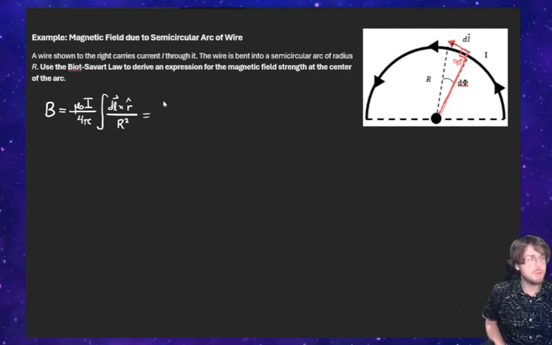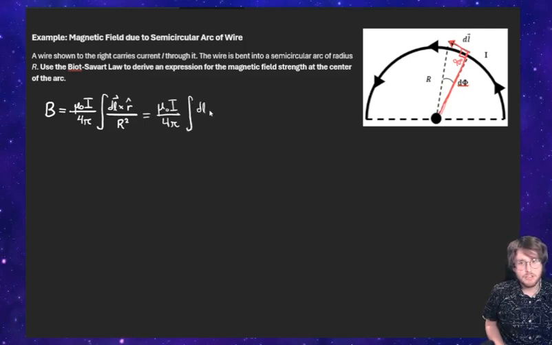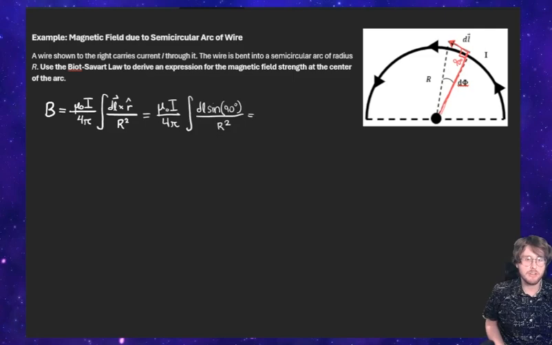So we'll go ahead and rewrite our equation as mu naught I over 4 pi, it rhymes, times the integral of dl times sine theta, or a sine of 90 degrees, let's just say, over r squared. And of course, that's just going to eliminate the sine 90, so we only have to worry about dl in the numerator at this point.